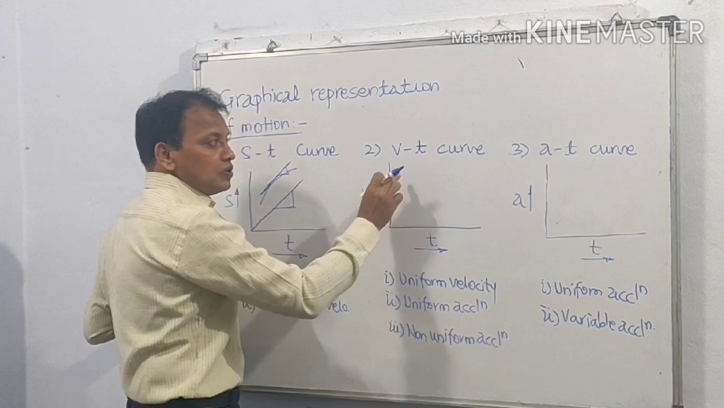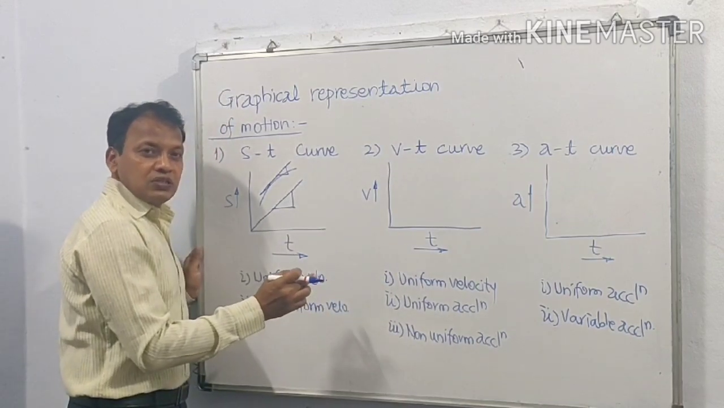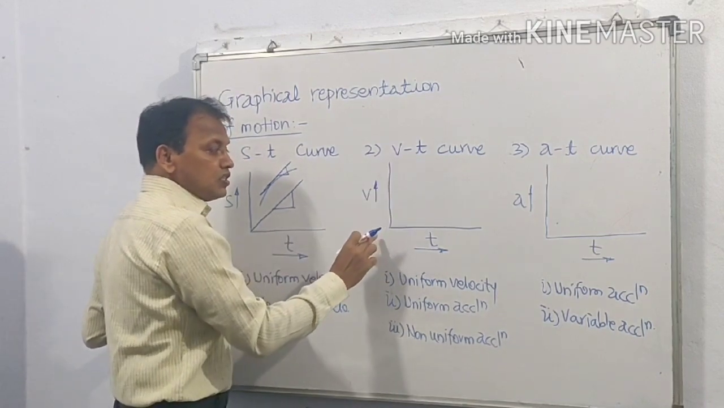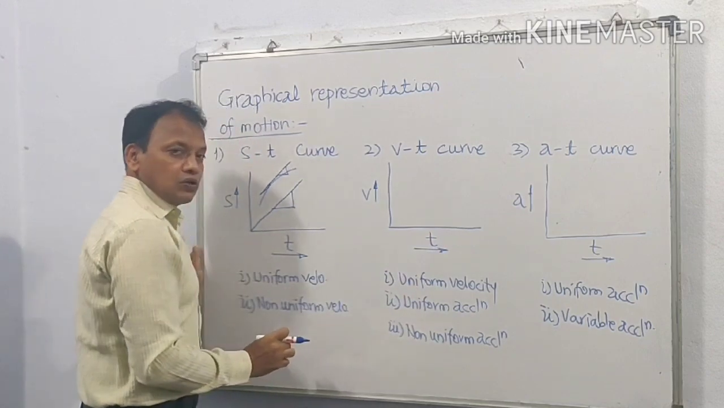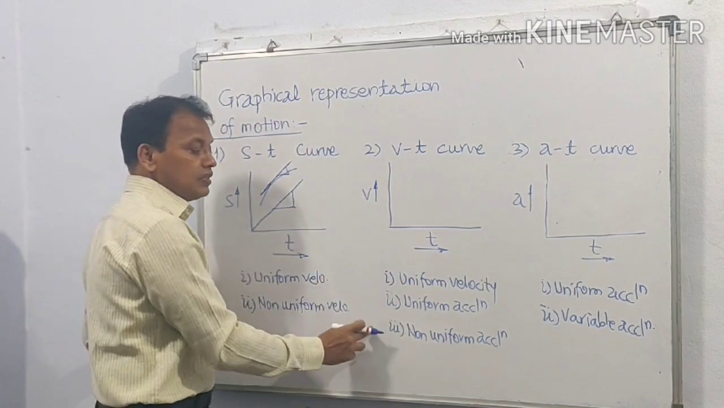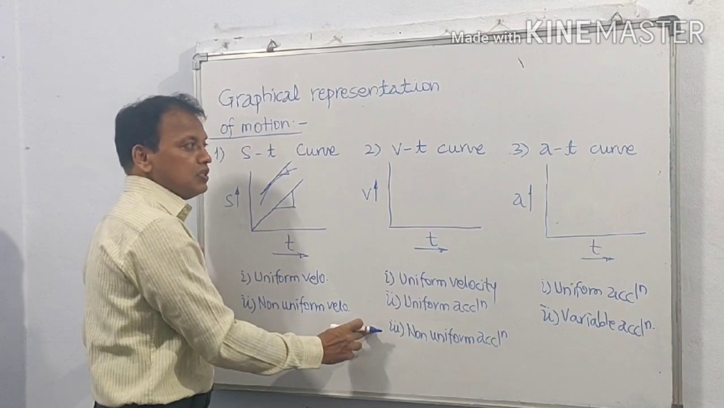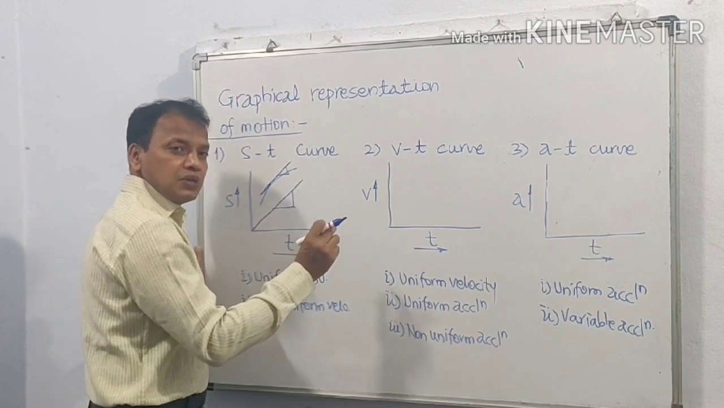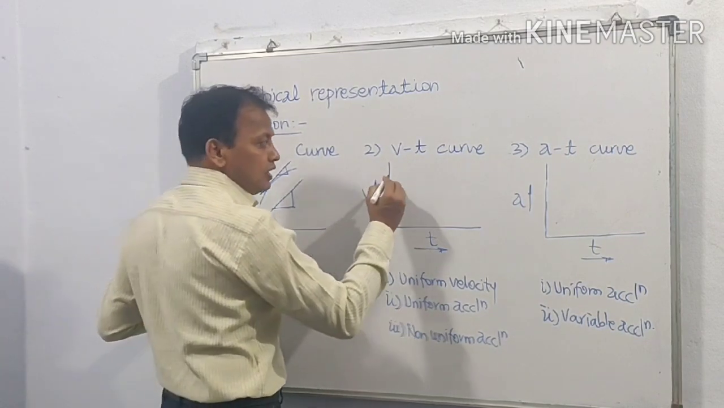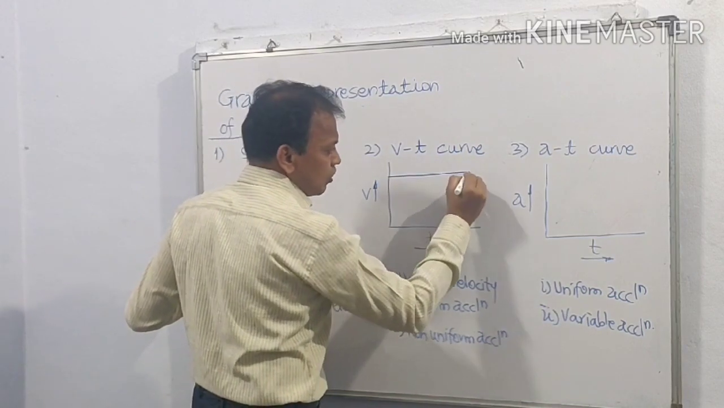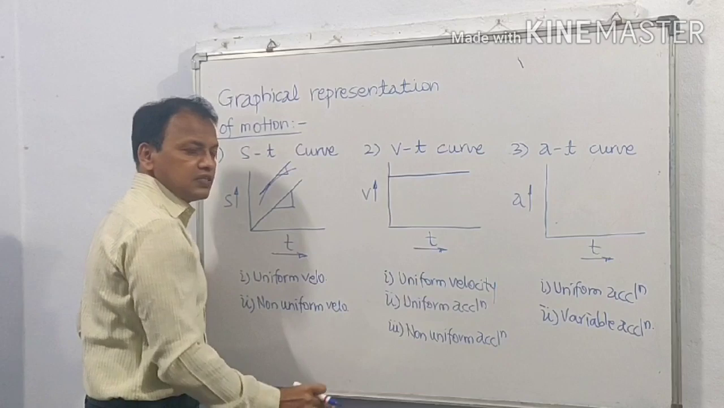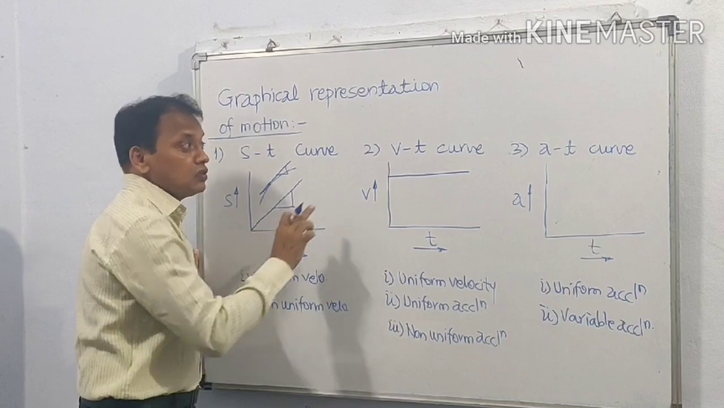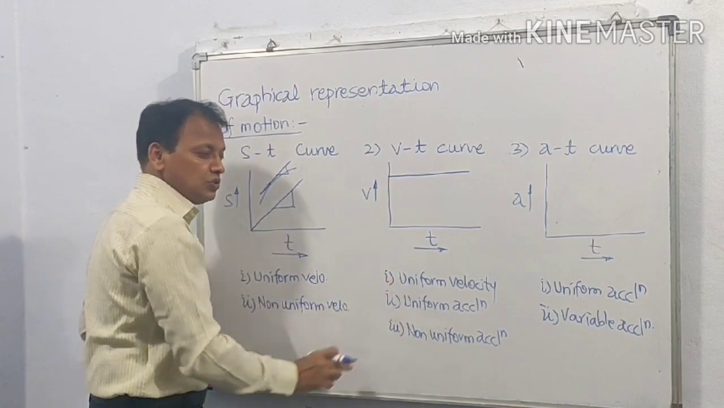Second type is the VT curve, that is velocity time curve. In the VT curve, velocity is plotted along the y-axis, time is plotted along the x-axis. There are again three different types of VT curve. The first type is uniform velocity. With respect to time, the velocity will not change, and if the graph is plotted, obviously it will be a straight line parallel to the x-axis, because with respect to time the velocity will not change. Therefore this is the velocity time curve when velocity is uniform.